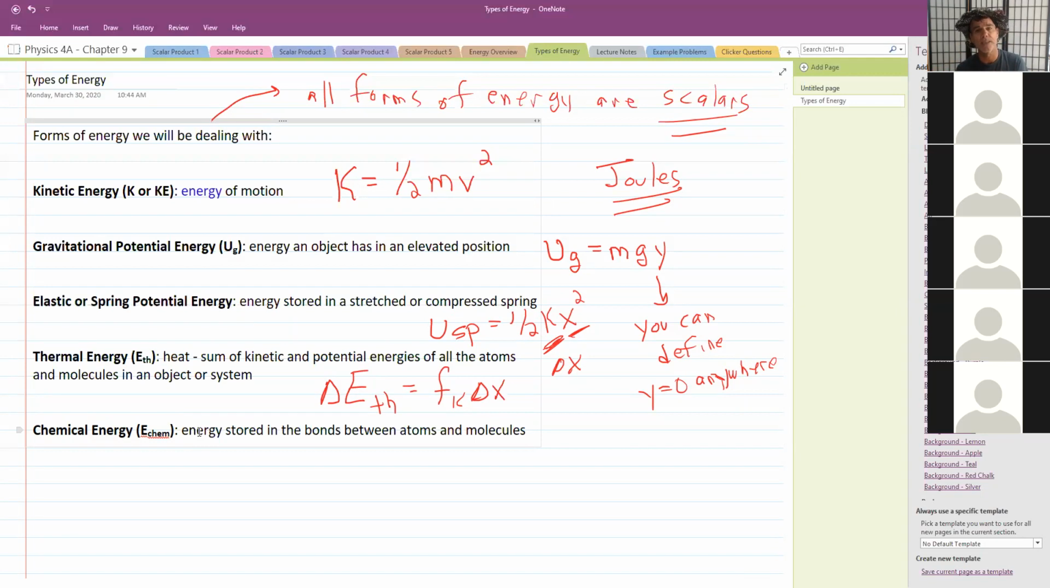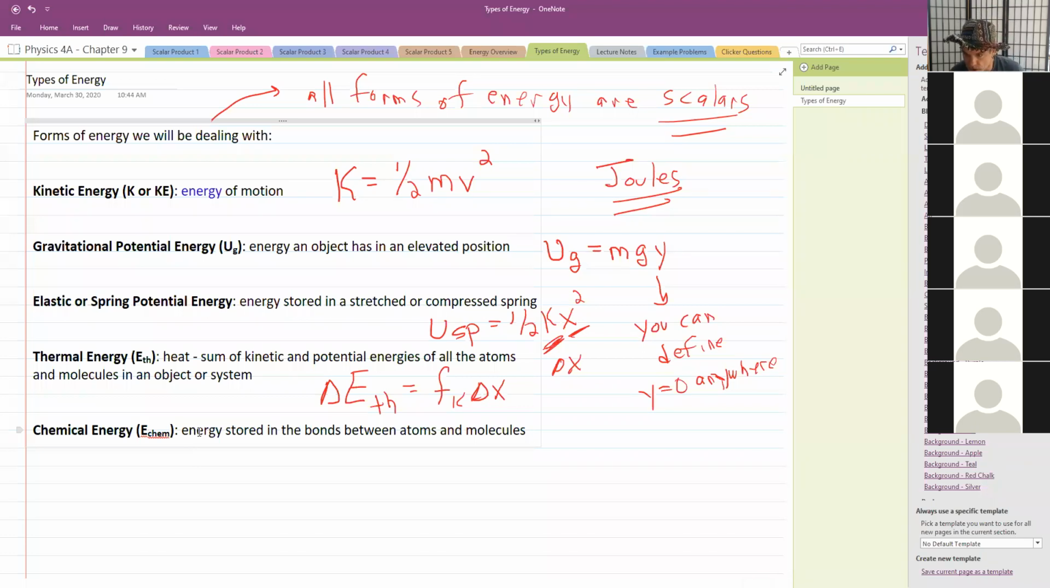But anytime the bonds of an atom or molecule are getting rearranged, you can have energy being released in the process. So gasoline has a certain amount of chemical potential energy stored in it. Food has a certain amount of chemical potential energy stored in it also.